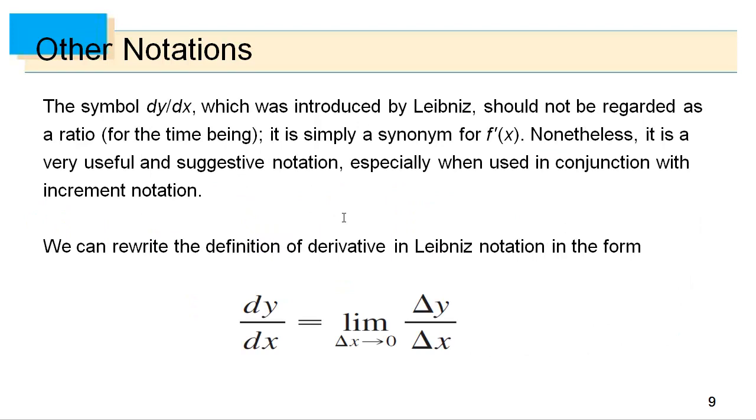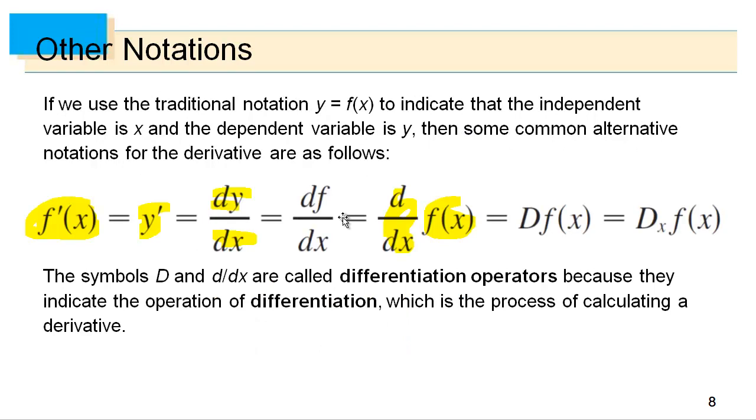Okay, the symbol dy dx should not be thought of as a ratio, at least not now. Later on, maybe. But you're not dividing dy by dx. It's one of the reasons why I like the f prime notation, because it doesn't lead to that error, and then I like this one because you kind of think of it as d dx of something, right?